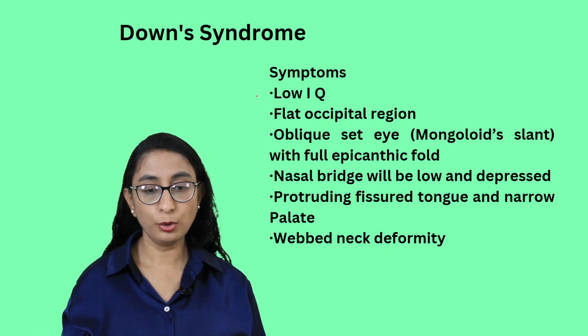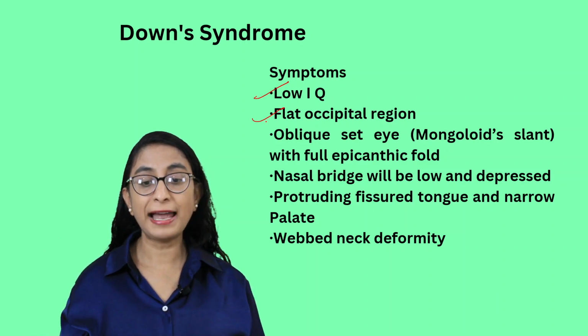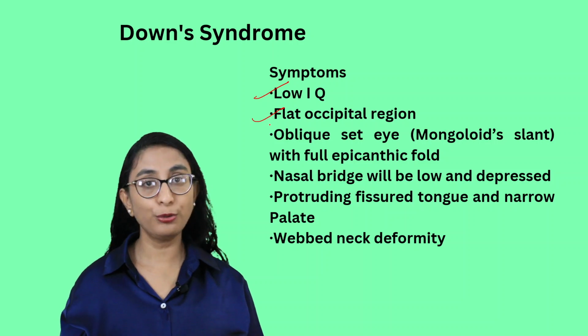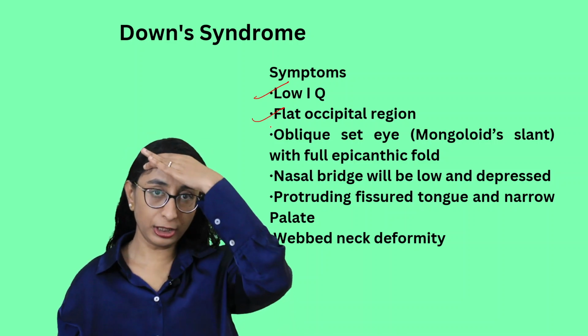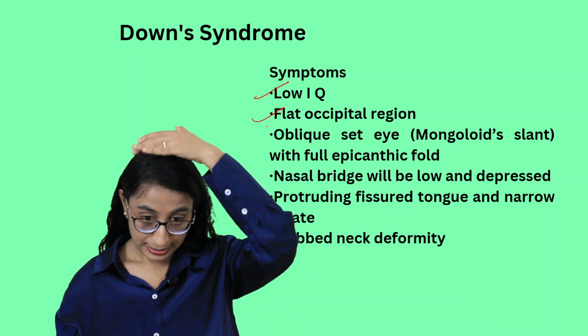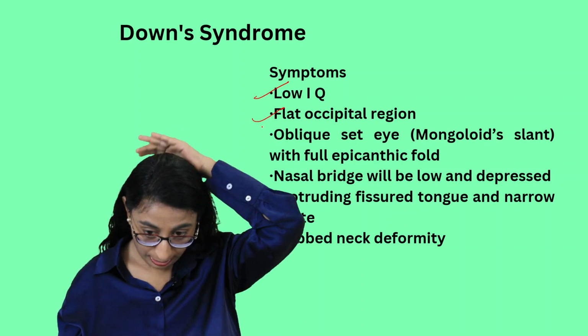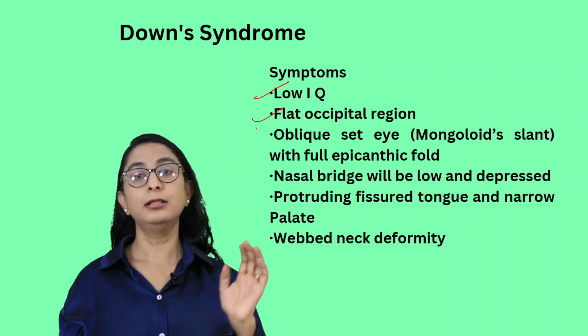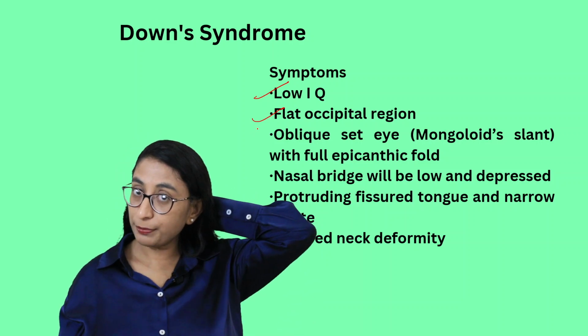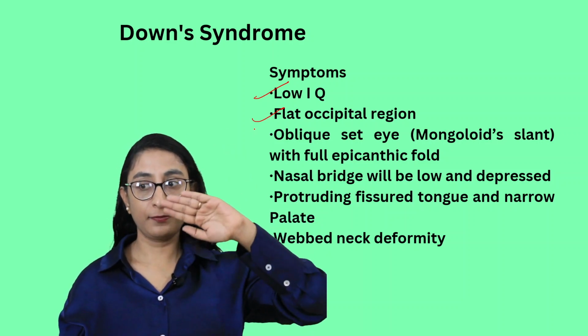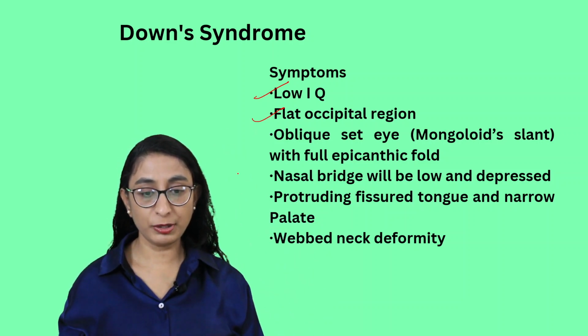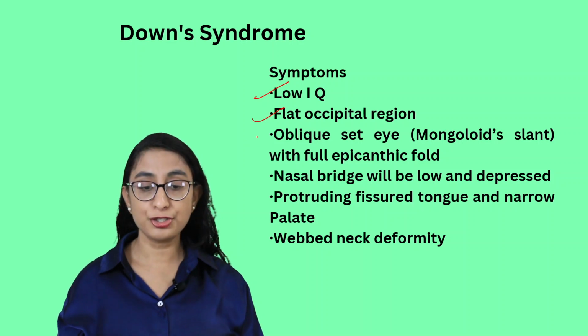So they have low IQ. Then they have a flat occipital region. We know what the occipital region is, right? This is the frontal part of the head or the brain. This is the parietal, which we have in the center. And this, the end part, is the occipital region. So this occipital region will be flat. That is another symptom which we can observe among Down syndrome children.